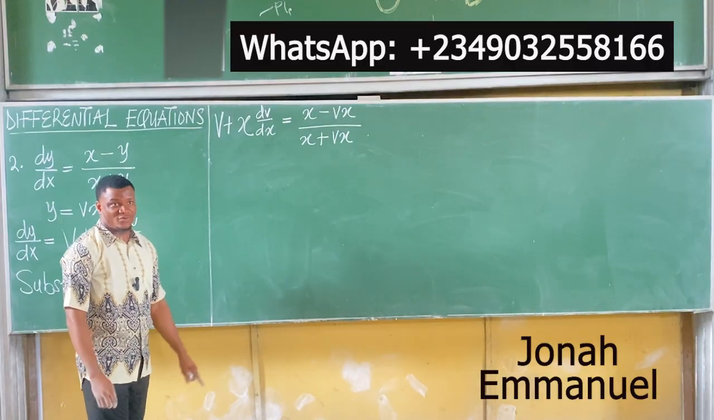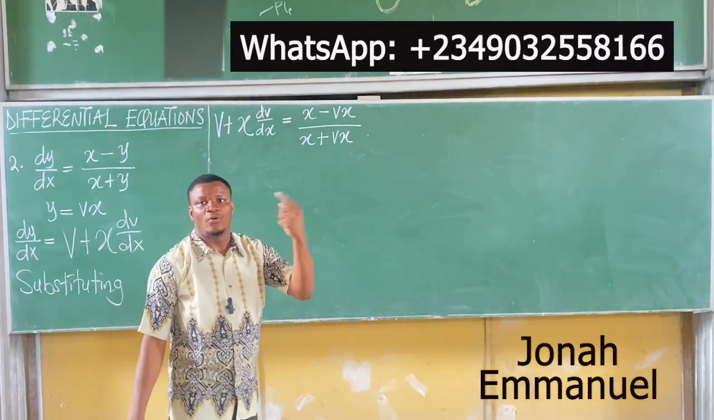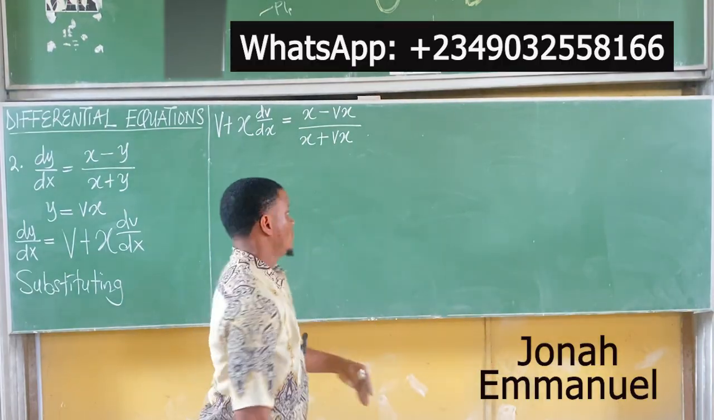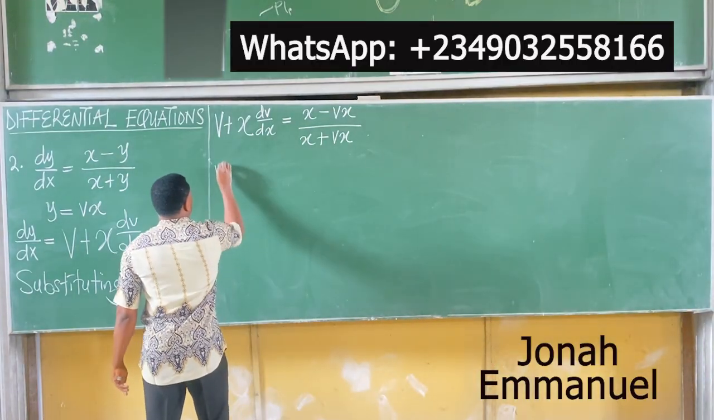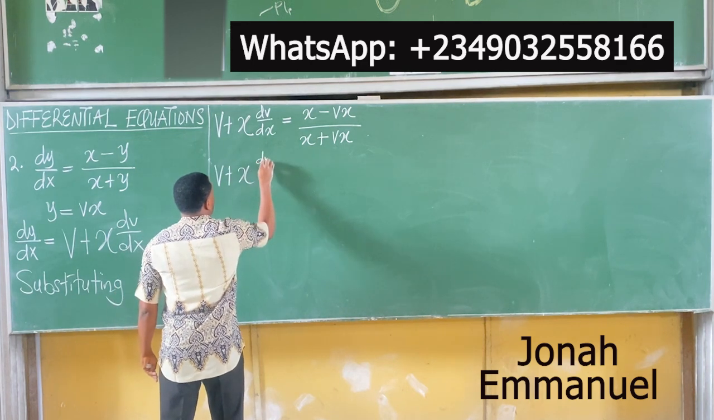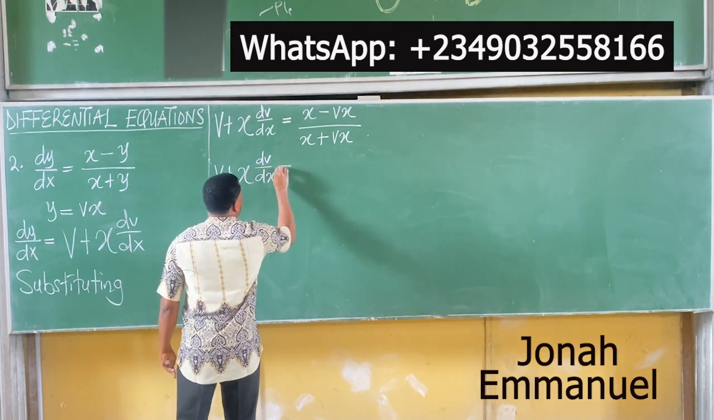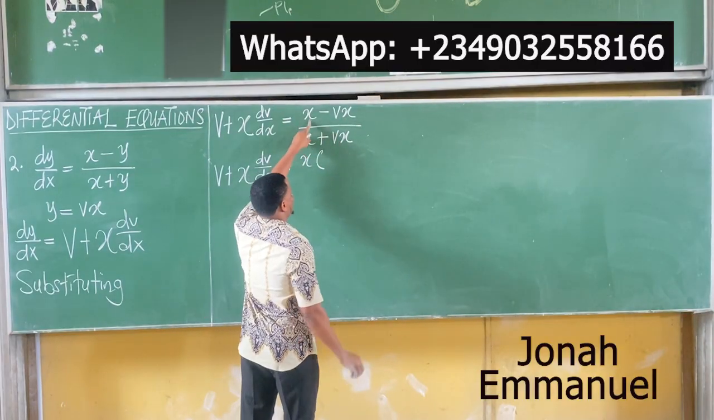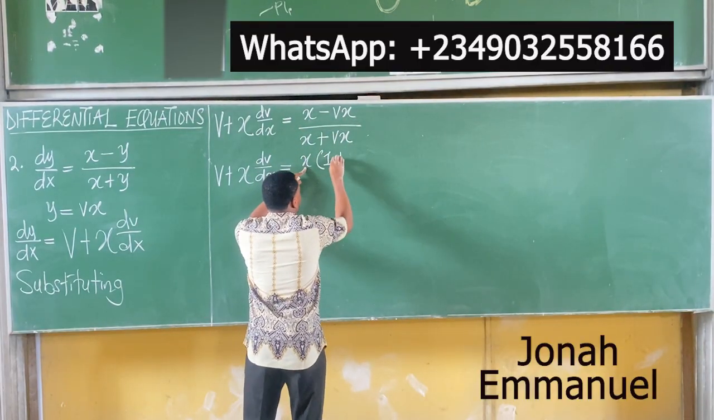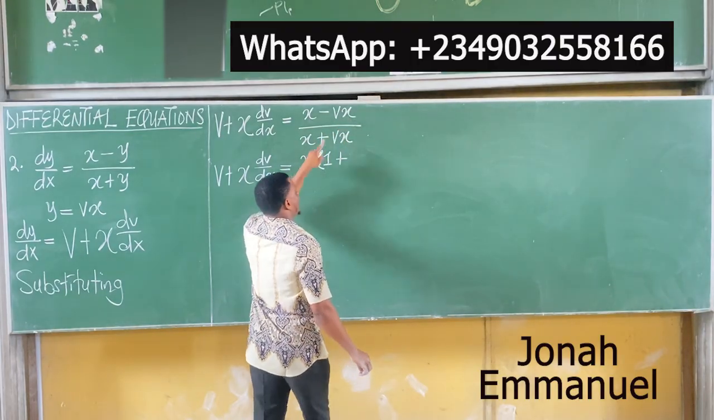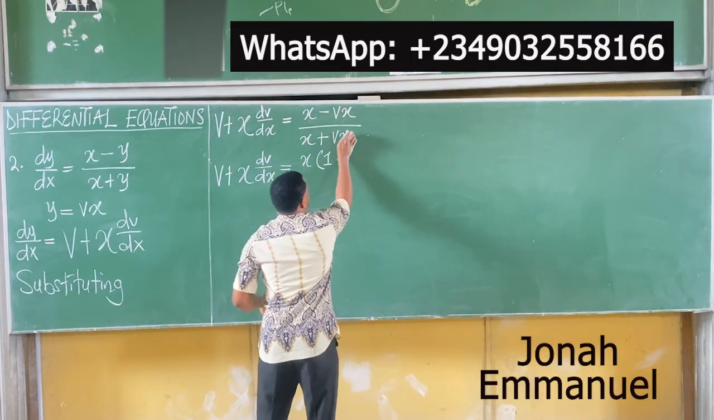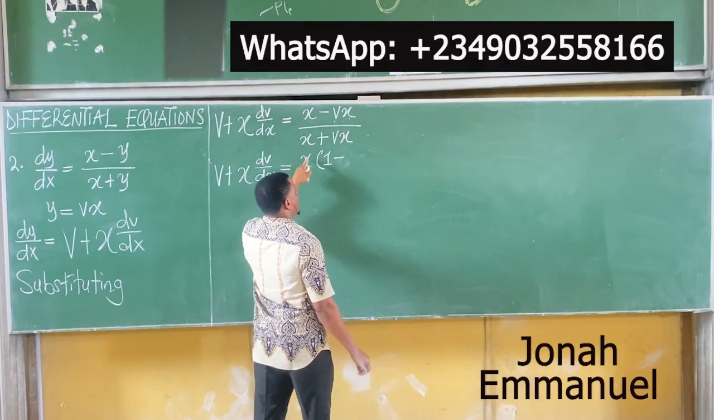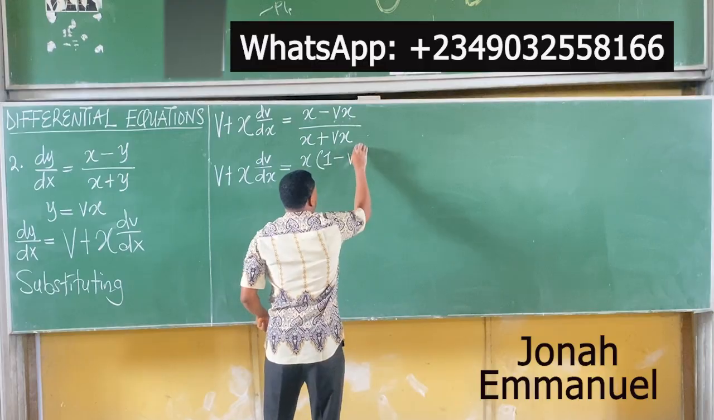All right. I've said whenever you're at this point, you want to look forward to the fact that you can factorize your x term and cancel out. Okay, so I have v plus x dv/dx is equal to, factorize x from here, so I have x divided by x gives you 1, minus vx divided by x. X cancels x, I'm left with v. So you have this.